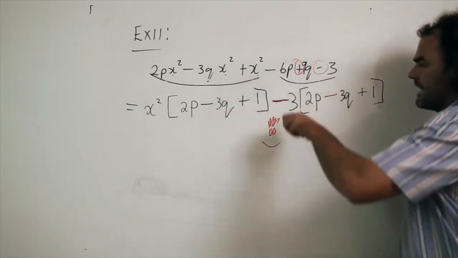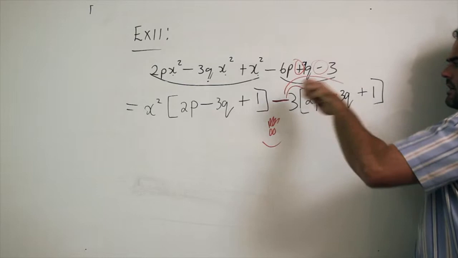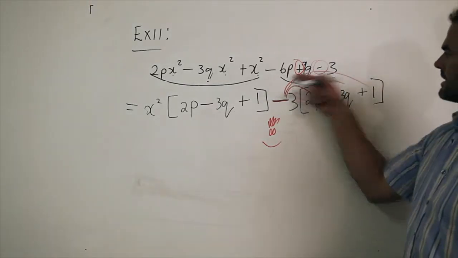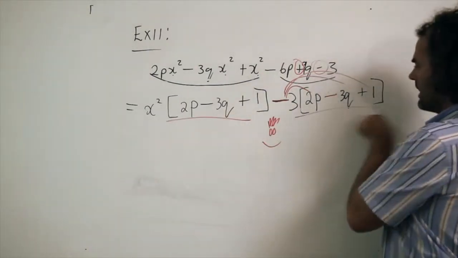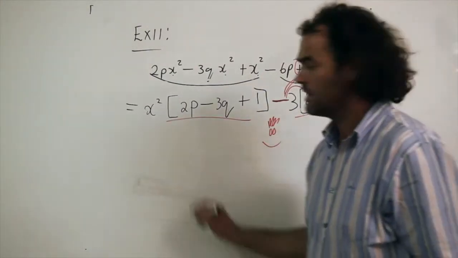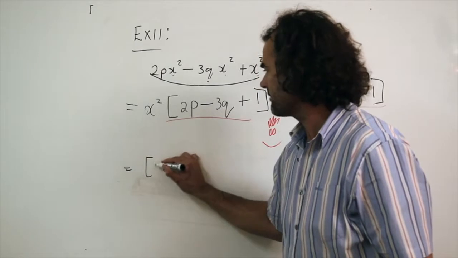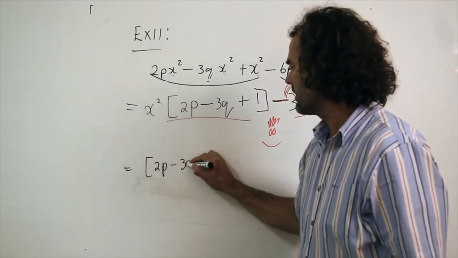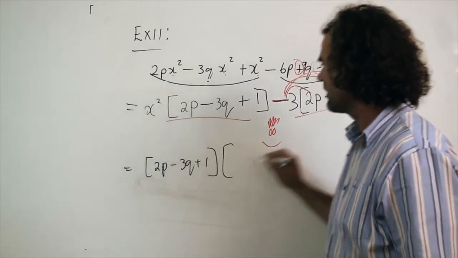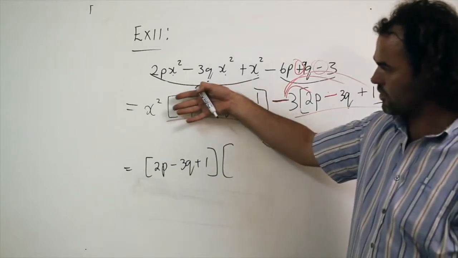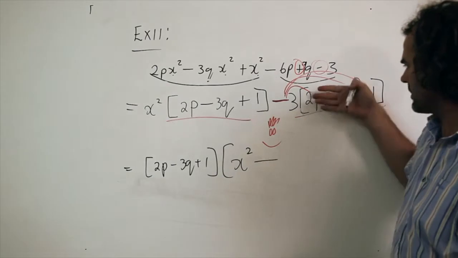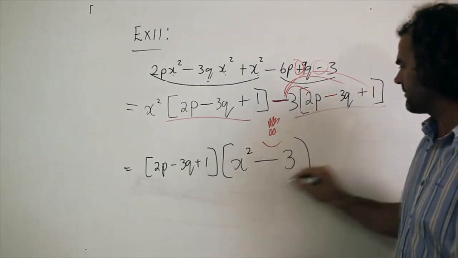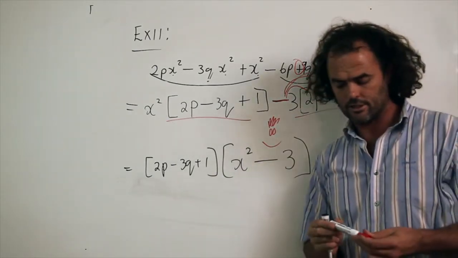Just test it yet again. That times that, that times that, that times that, and see if you actually get that. Now you can see your common factor is that and that, exactly the same thing. So I'm going to take it out. That whole thing gets taken out as a common factor, so I'm left with x squared minus, I took that out, 3.